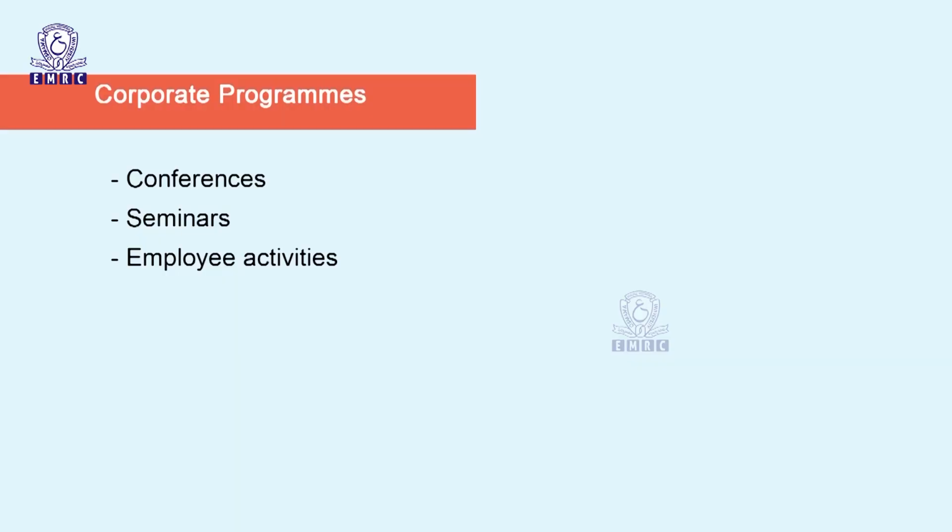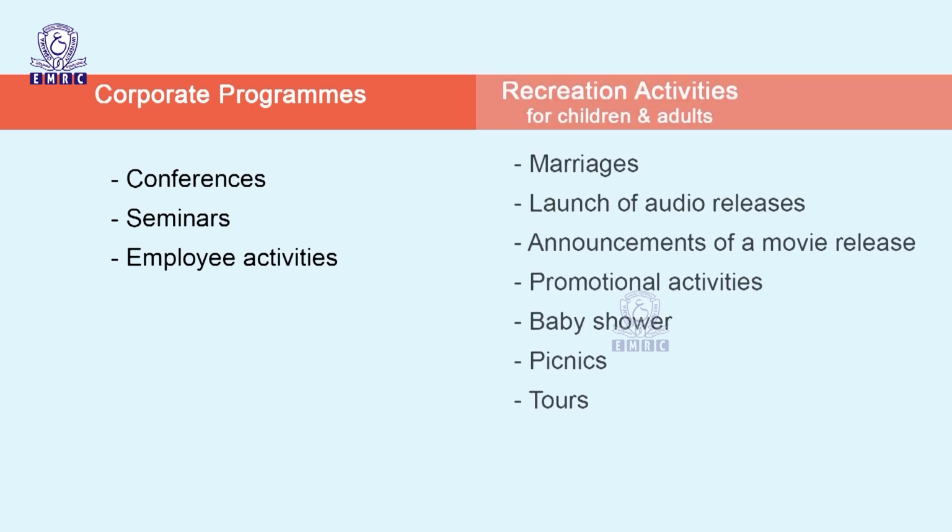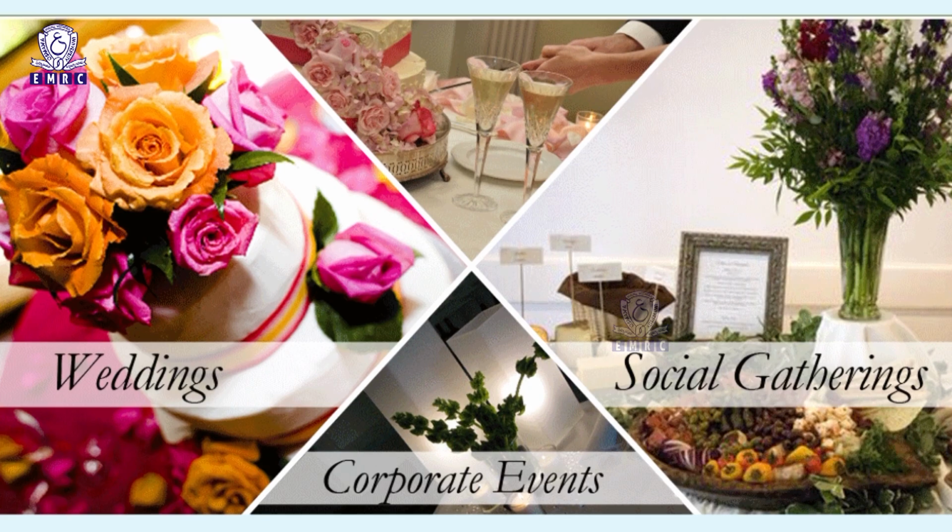It is also important to know the size of events, of any corporate programs like conferences, seminars, employee activities, etc., or recreation activities for children and adults, marriages, launch of audio releases, announcements of a movie release, promotional activities, baby shower, picnics, tours, to name a few. An event planner may be overwhelmed and confused with the different types of events. Each event has its own unique purpose, target audience, and desired outcomes, making it crucial for organizers to grasp the subtle nuances that distinguish one kind of event from another.